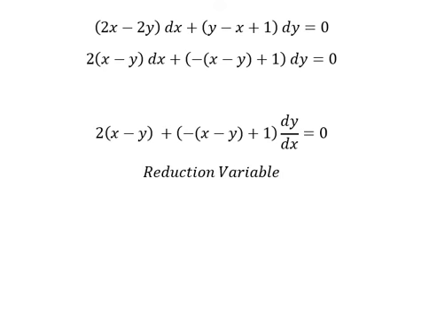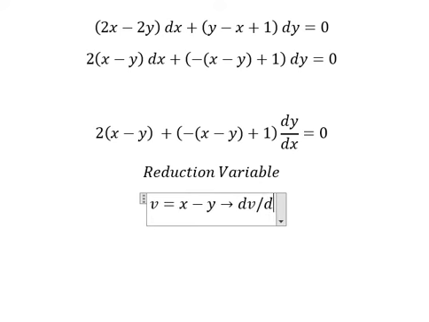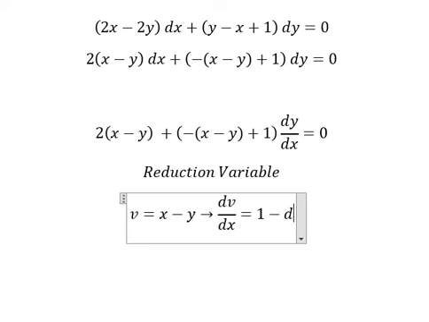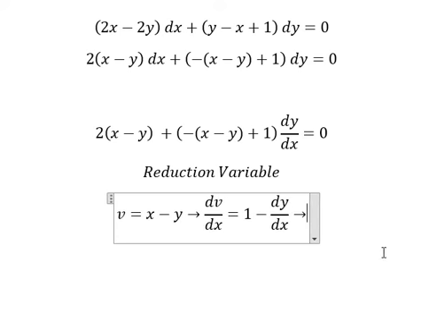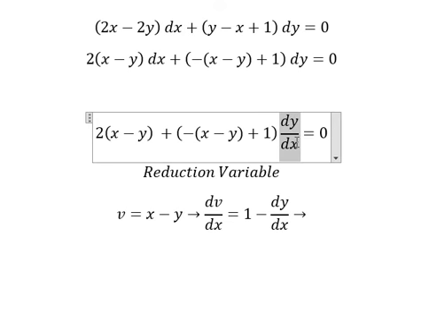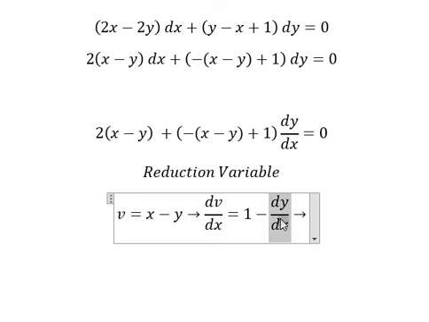of variable. So I will put v equal to x minus y. Later, we do the first derivative for both sides. So we have dy over dx. So I will put this one go to the left, this one go to the right.